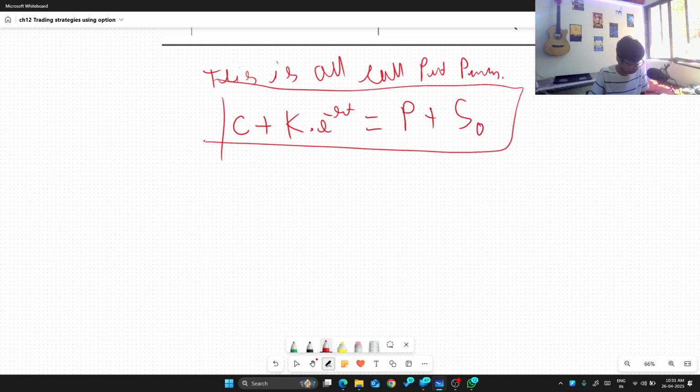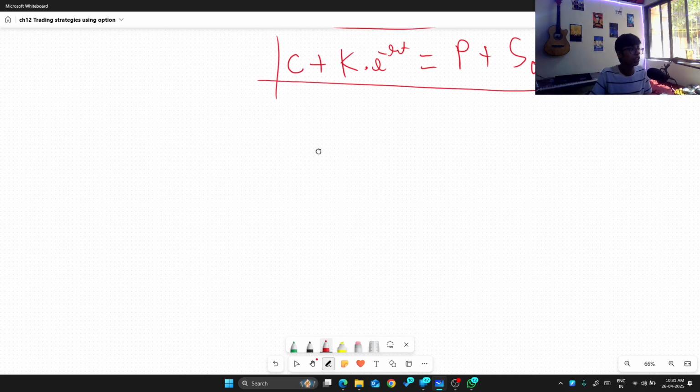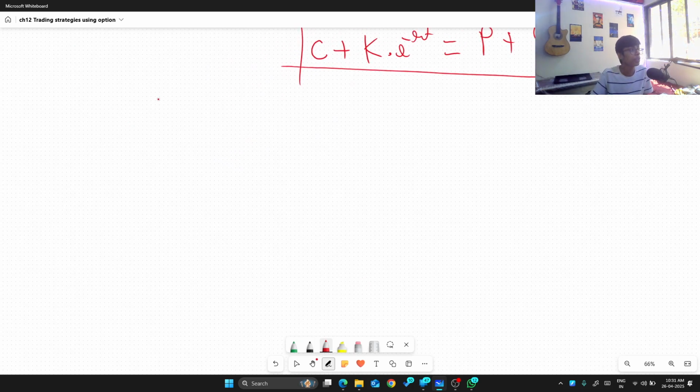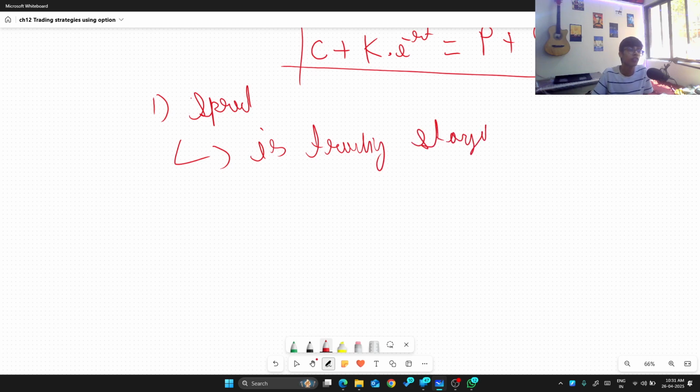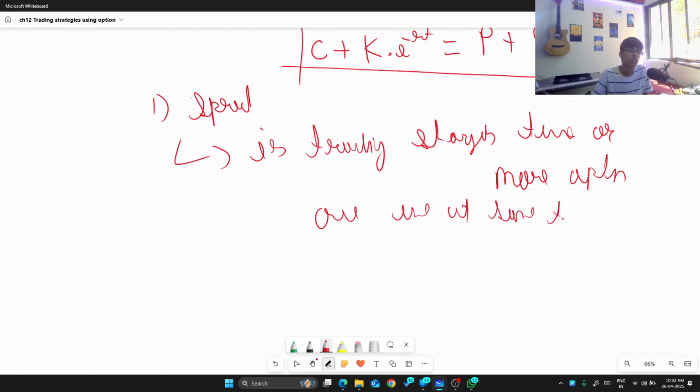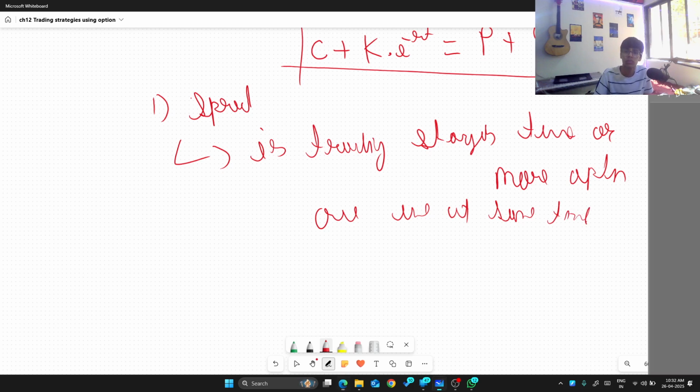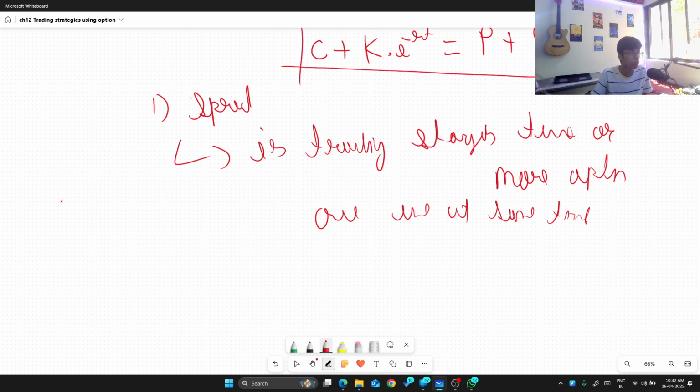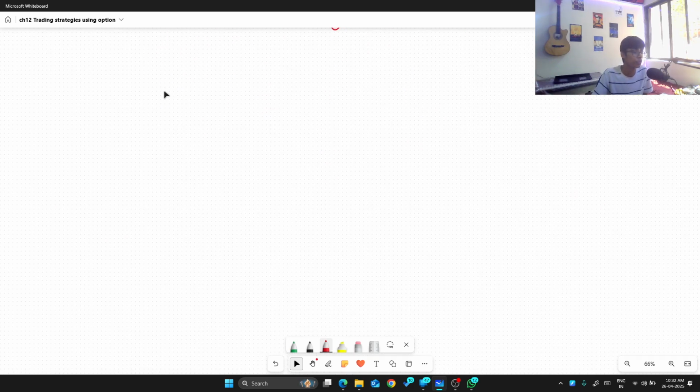Now we will talk about spreads, right? A spread is a trading strategy where two or more options are used at the same time. And first is the bull spread.